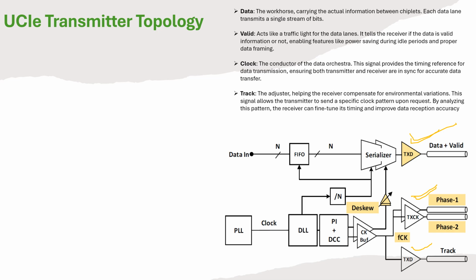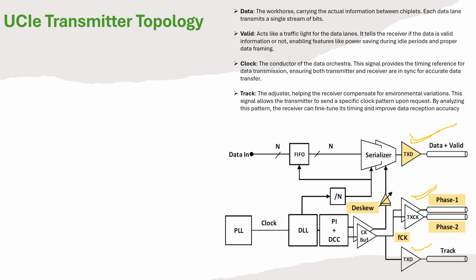And we forward the clock also, right? The clock signal is the conductor of the data orchestra. It provides a timing reference for the data transmission, ensuring both transmitter and receiver are in sync for accurate data transfer. And the remaining, the fourth type of signal we send out, is track.